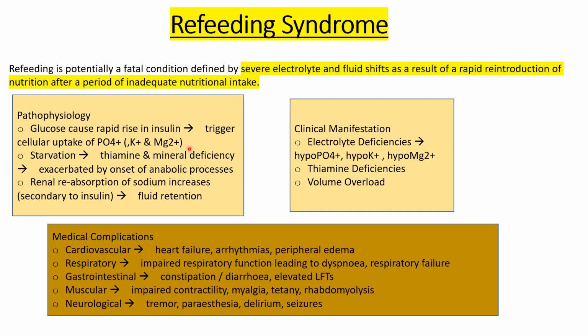Insulin is produced in order to return blood glucose back into the cells. Not only will insulin act on glucose, but it also increases cellular uptake of potassium, phosphate and magnesium. So starvation, because this patient was already a starved patient, this patient will have vitamin and mineral deficiency, and it is exacerbated upon an anabolic process. Anabolic process, now we have given the patient food.